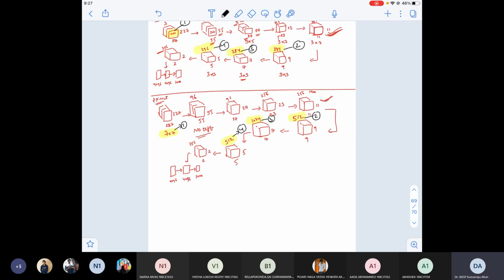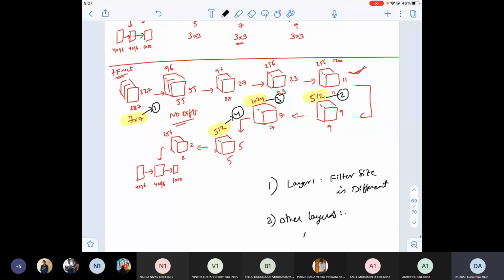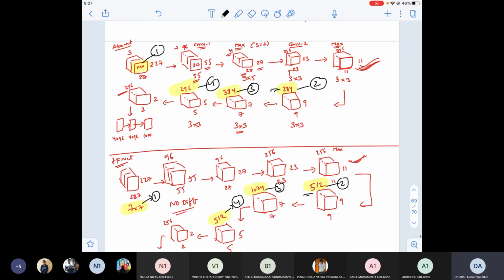Now, what are the differences here? The first difference is in layer 1, the filter size is different. In other layers, the number of kernels are different. So that means depth is different. 512, 1024, 512. But here 384, 384, 256.